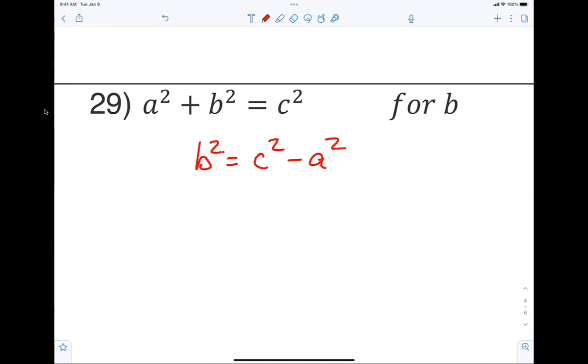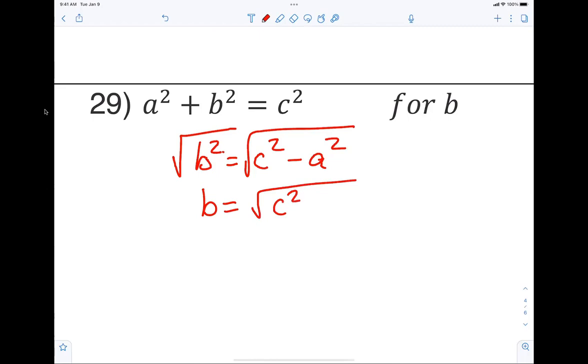Very good. You take the square root of both sides. That is correct. Thank you. You take the square root of both sides. All right. How do you undo a square? You take the square root. B equals the square root of C squared minus A squared.